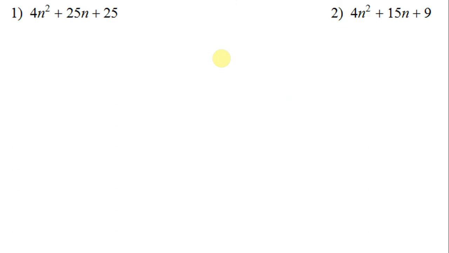Try these two on your own. For this one, the first thing I'm going to do is draw my box, and I'm going to put 4n squared, 25n, and 25. In this box, I'm going to put 100n squared because that is what 4n squared times 25 comes out to be. Then I'm going to think about two numbers that multiply to this and add to 25n.